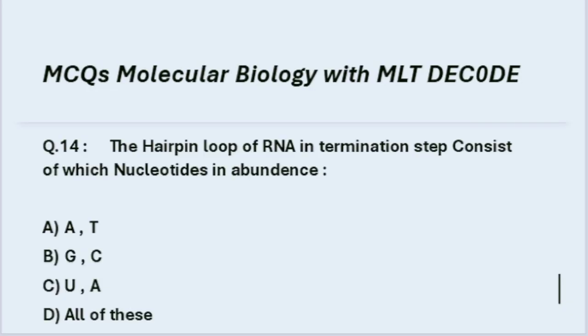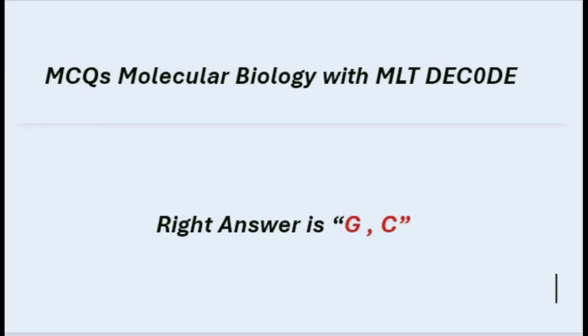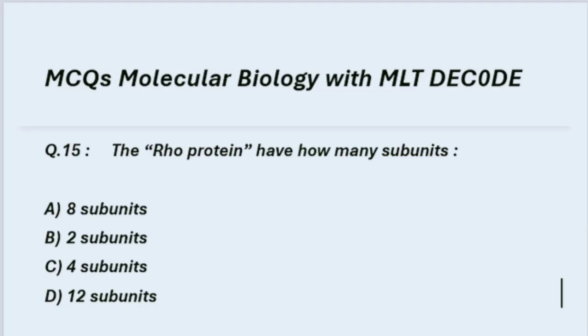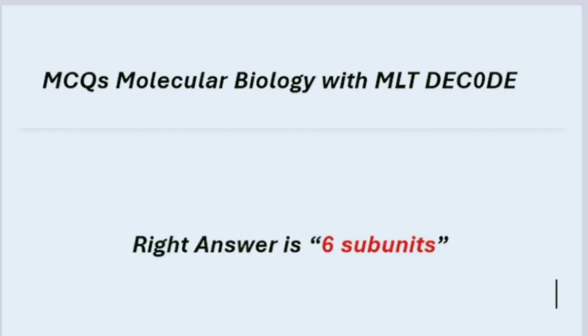The hairpin loop of RNA in the termination step consists of nucleotides in abundance: AT, GC, UA, all of these. Right is G or C. The next is: the rho protein has how many subunits? 8 subunits, 2 subunits, 4 subunits, 12 subunits. The right is 6 subunits.